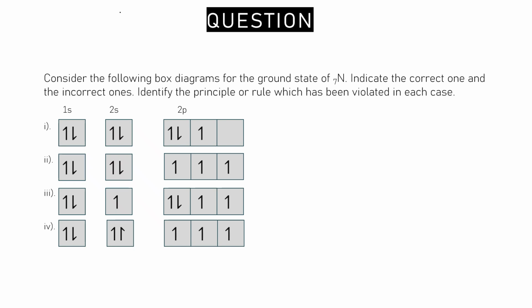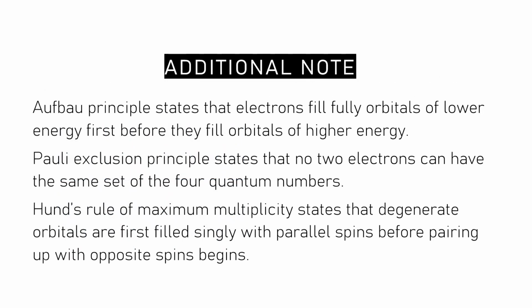First of all, we have to know the three main rules used in filling orbitals. The Aufbau principle states that electrons fill orbitals of lower energy first before they fill orbitals of higher energy. In simple terms, if an orbital is closer to the nucleus, it should be filled earlier, and filled fully before orbitals of higher energy are filled.